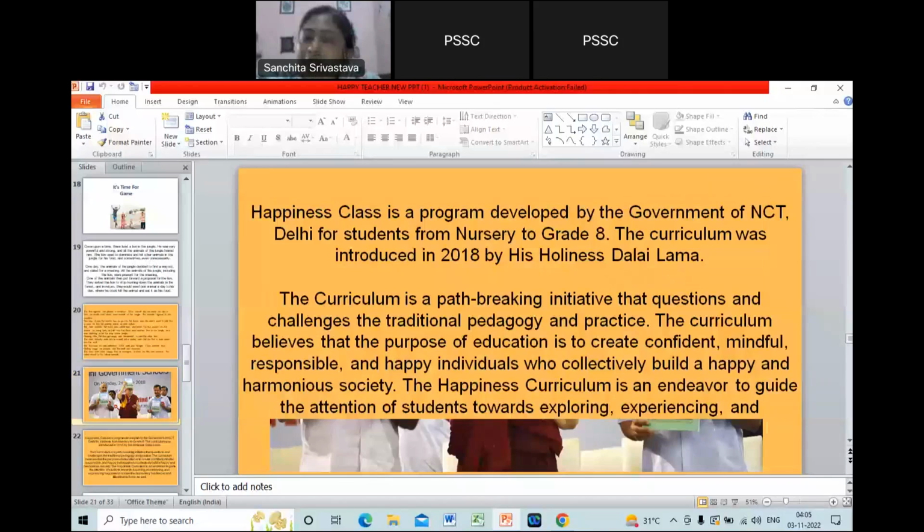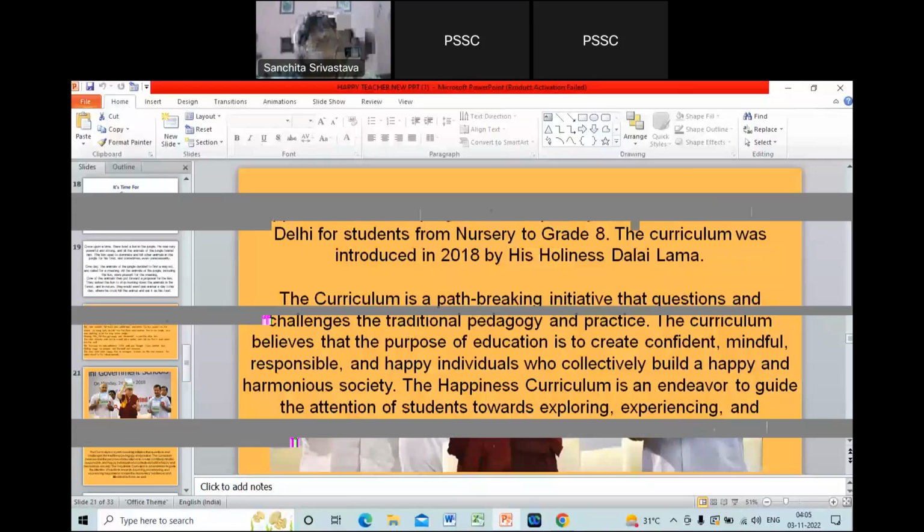Equally. So the curriculum believes that the purpose of education is to create confident, mindful, responsible, and happy individuals. See, happy individuals are very much necessary in this society, who collectively build a happy and harmonious society. This happiness curriculum is an endeavor to guide the attention of the student towards exploring, experiencing, and expressing happiness, not just momentary but deep and sustainable as well.